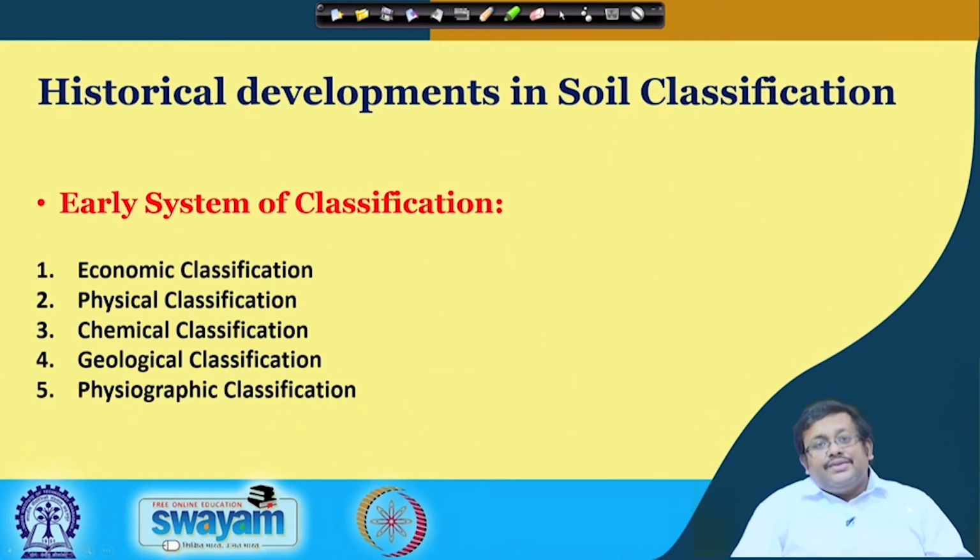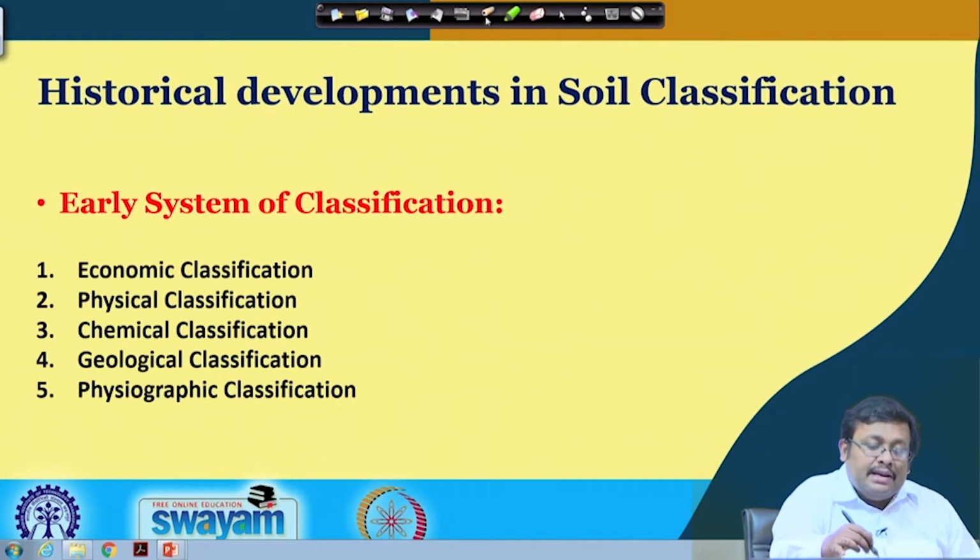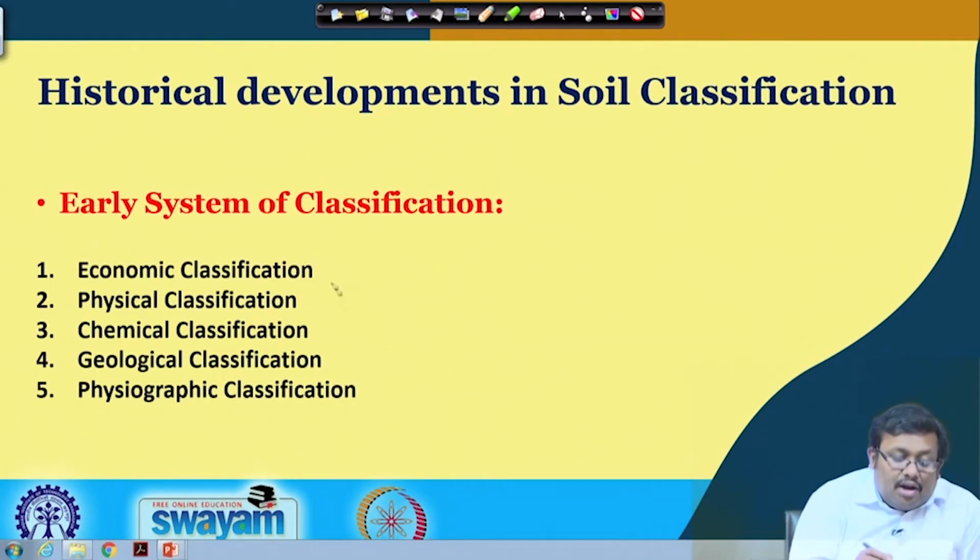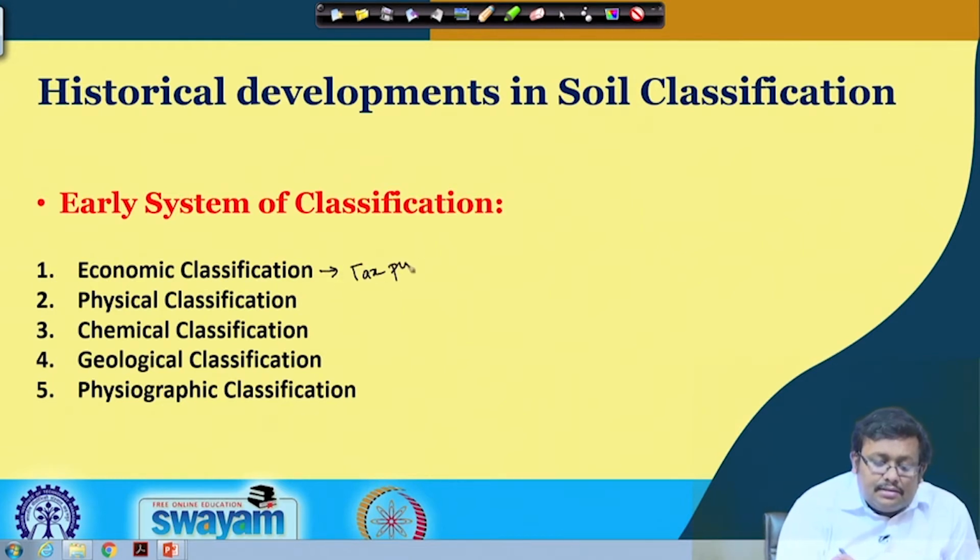So, let us see the historical development of soil classification. In the earlier systems of soil classification, there were 5 different types I have mentioned here. First of all, economic classification, then physical classification, chemical classification, geological classification, and physiographic classification. The economic classification mainly classified the soil based on tax purposes and other revenue purposes.